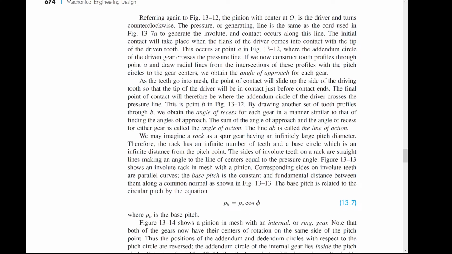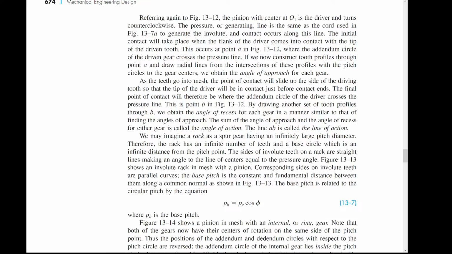As the teeth go into mesh, the point of contact will slide up the side of the driving tooth so that the tip of the driver will be in contact just before contact ends. The final point of contact will therefore be where the addendum circle of the driver crosses the pressure line. This is point B, figure 13.12. By drawing another set of tooth profiles through B, we obtain the angle of recess for each gear in a manner similar to that of finding the angles of approach. The sum of the angle of approach and the angle of recess for either gear is called the angle of action. That's the total, that's the sum. The line AB is called the line of action.